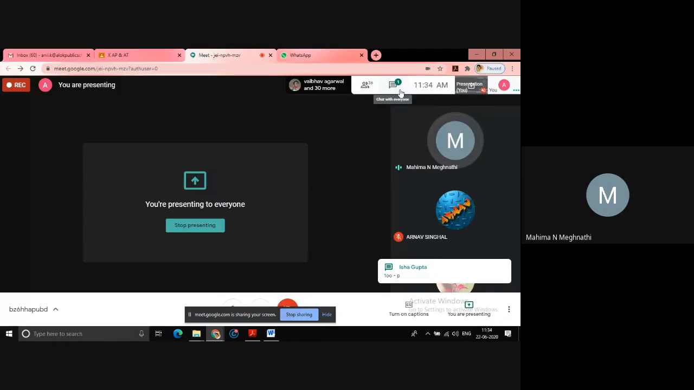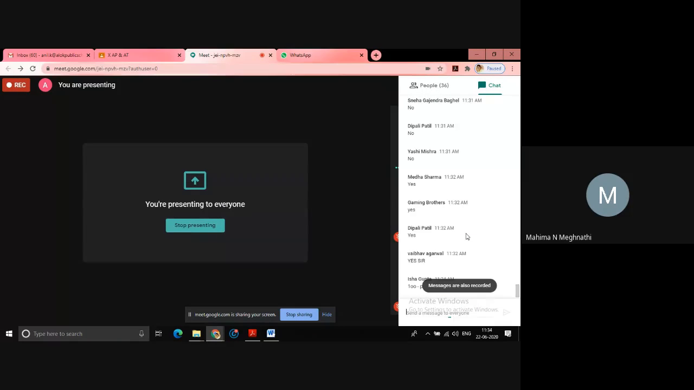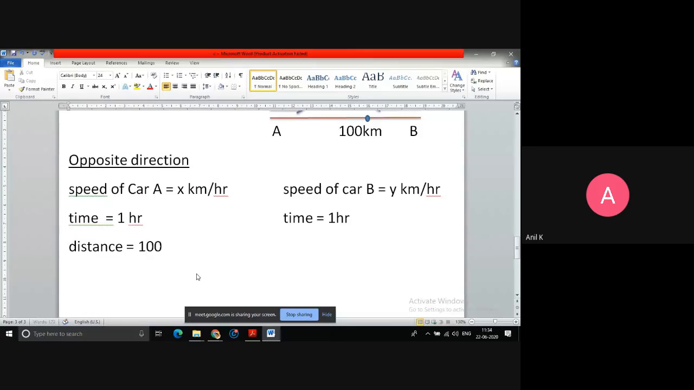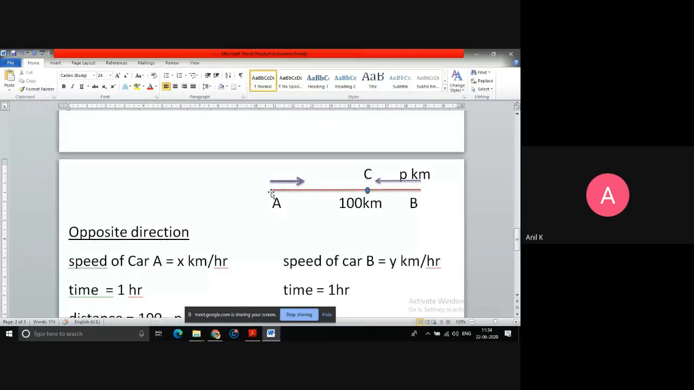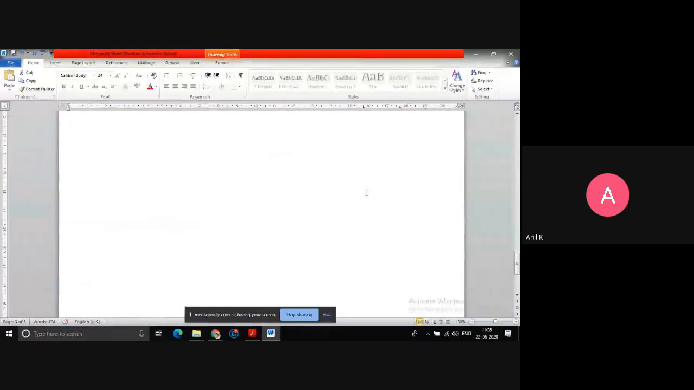100 minus P. Yeah, 100 minus P or D. Somebody said that, 100 minus P. Because from A to B, the total distance is 100, but A is going from A to C only. This much distance is not traveled by A. Total distance minus this distance, so it will be 100 minus P.